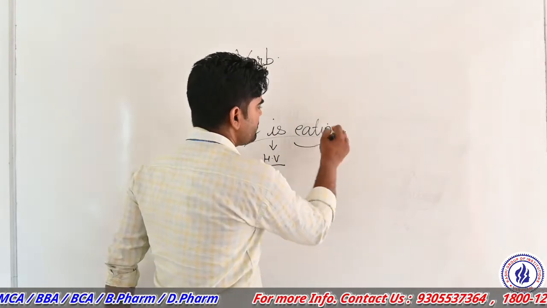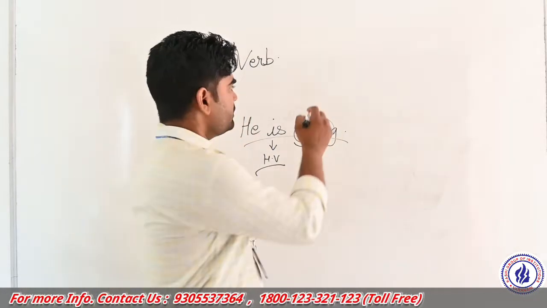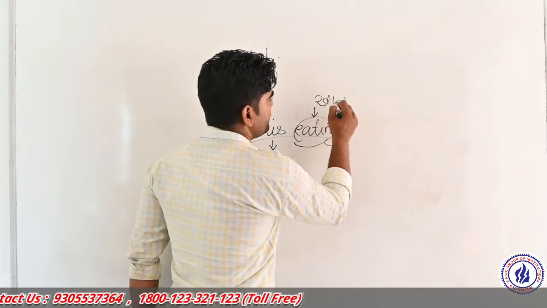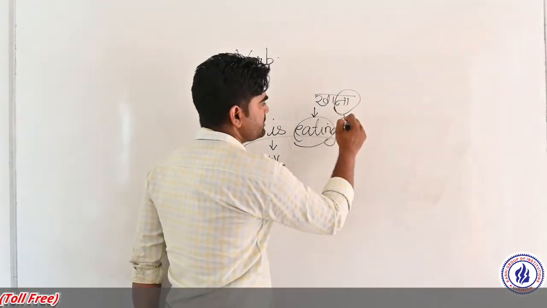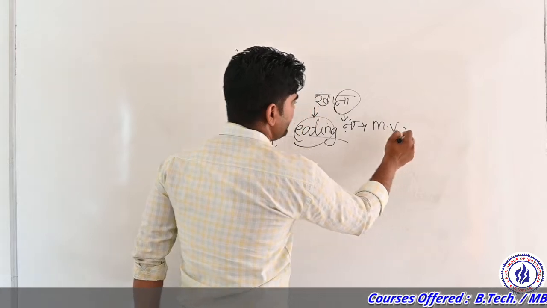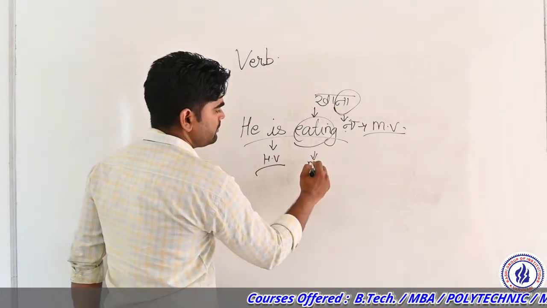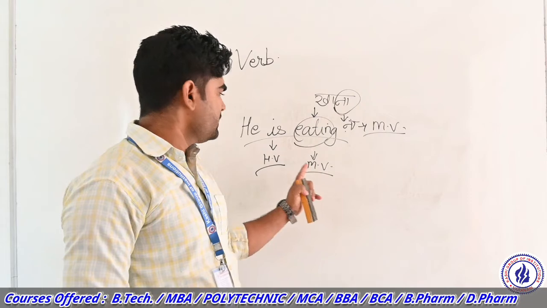Now the main verb: eat. Eat means what? I have just explained in the earlier example also. Eat means khana. Which word did you get at the last? Na. And this is your main verb. Is it clear? This is your main verb, and this is your helping verb.